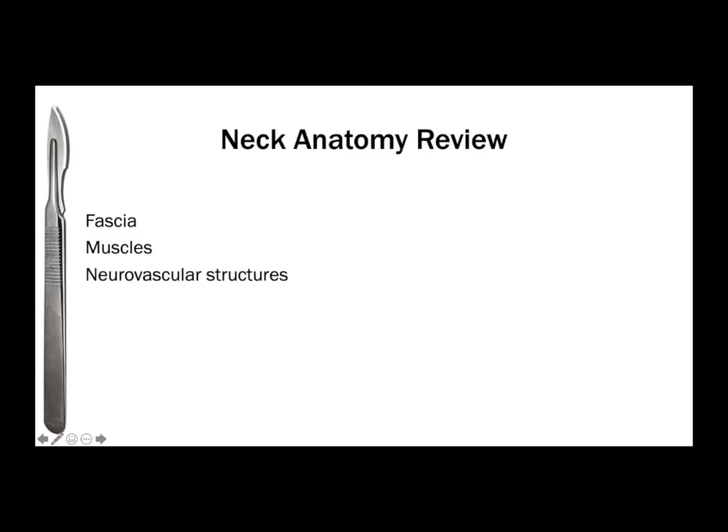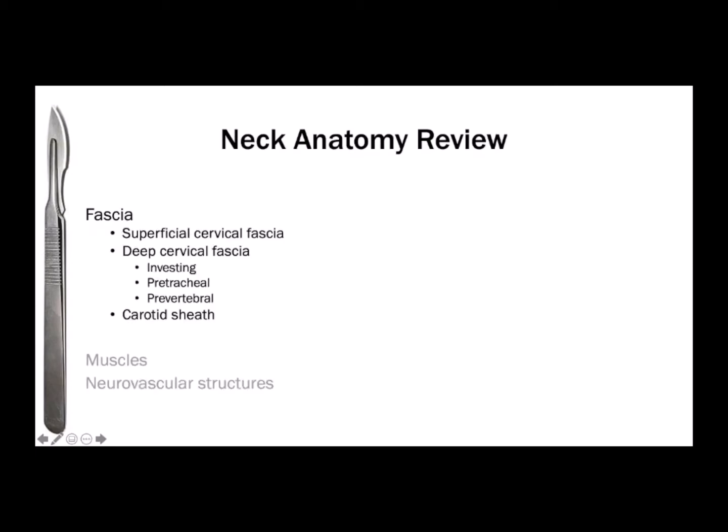To start with the fascia, if you remember from gross anatomy, there are a couple different layers of fascia in the neck. You have the superficial cervical fascia, and then you have the deep cervical fascia. There are 3 layers of that, and those 3 layers of the deep cervical fascia all contribute to something called the carotid sheath, which you probably remember surrounds a couple of different neurovascular structures in the neck.